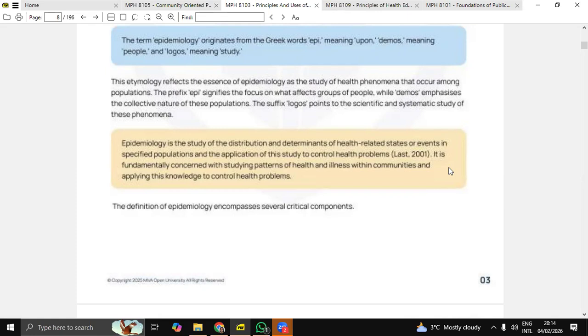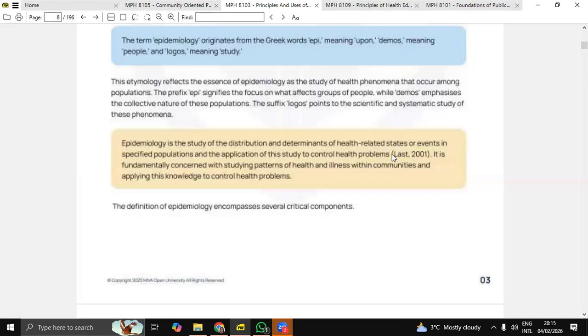Now take note of the next thing. We're studying the distribution and determinants. It did not say of disease. It said of health-related states or events. It's usually shortened as HRSE, health-related states or events. So it's not just disease that we study in epidemiology. It's not just illnesses that we study in epidemiology. In the previous sessions, we said it a lot of times, how we are finding that there are a lot of things that contribute to disease and wellness.